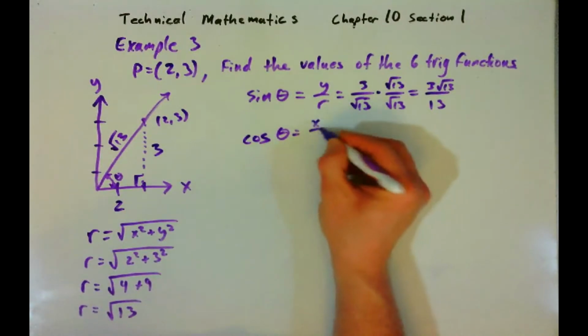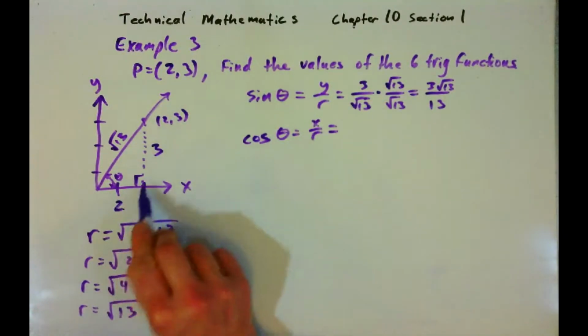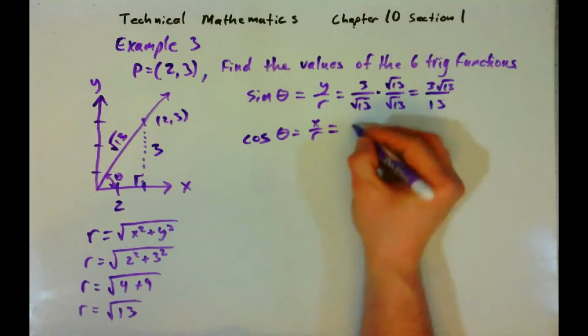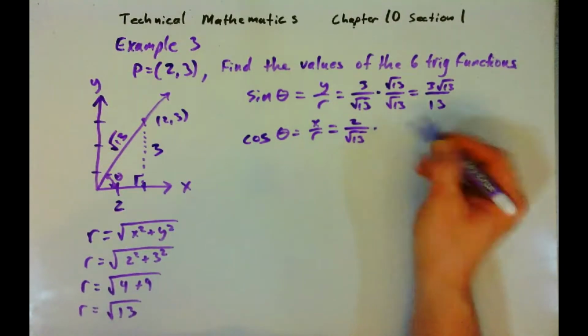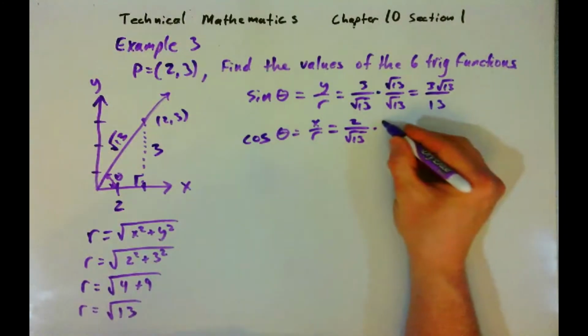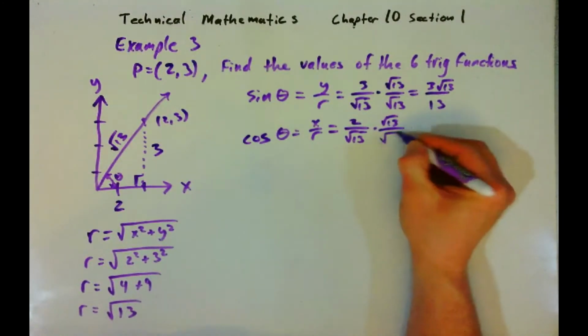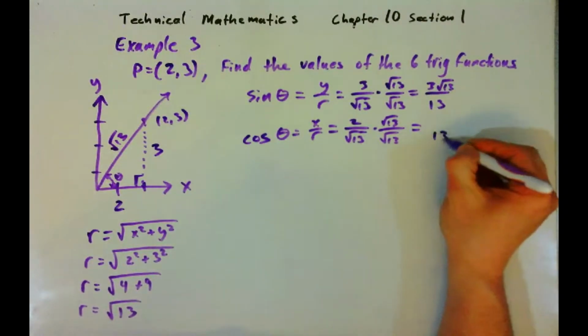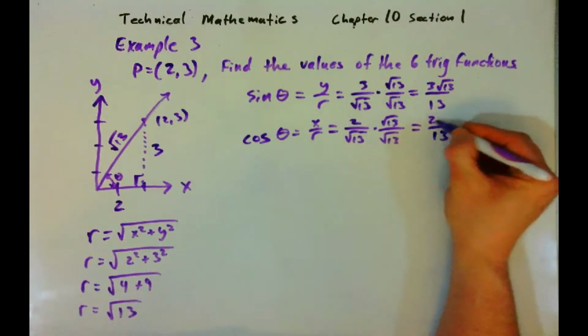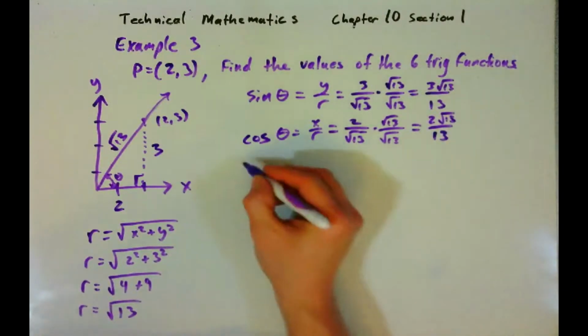The cosine of theta is x over r. Here the x value is 2. R is radical 13. And again, we do not want radicals in the denominator, so we'll multiply by radical 13 over radical 13. Radical 13 times radical 13 is 13. And then the numerator will be 2 radical 13.